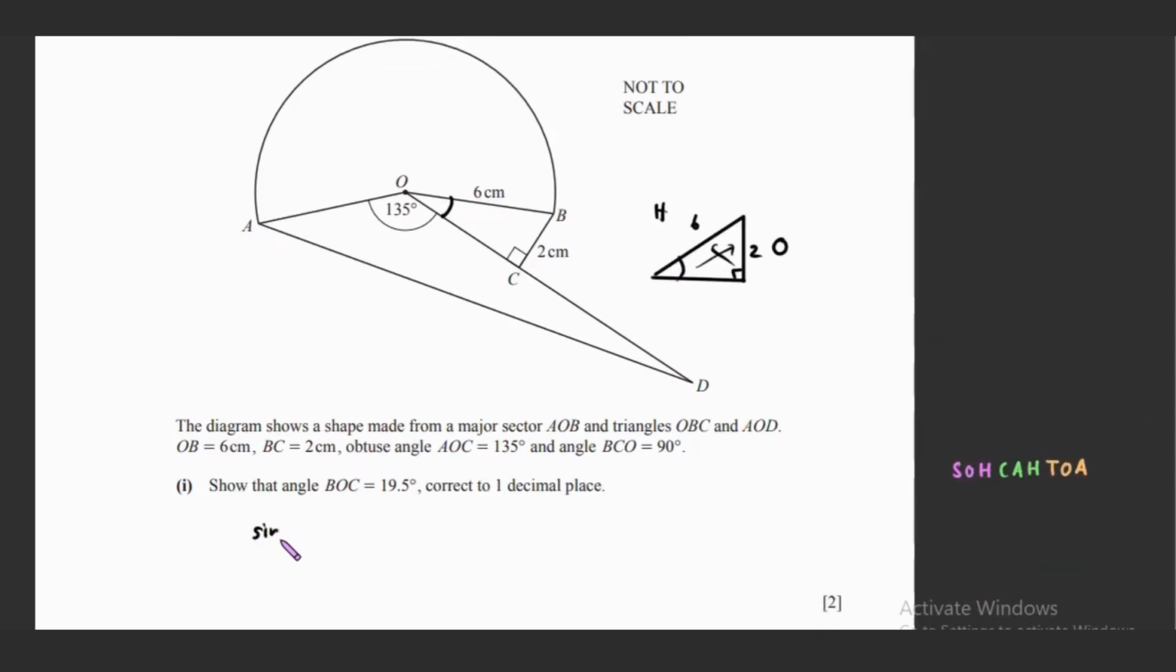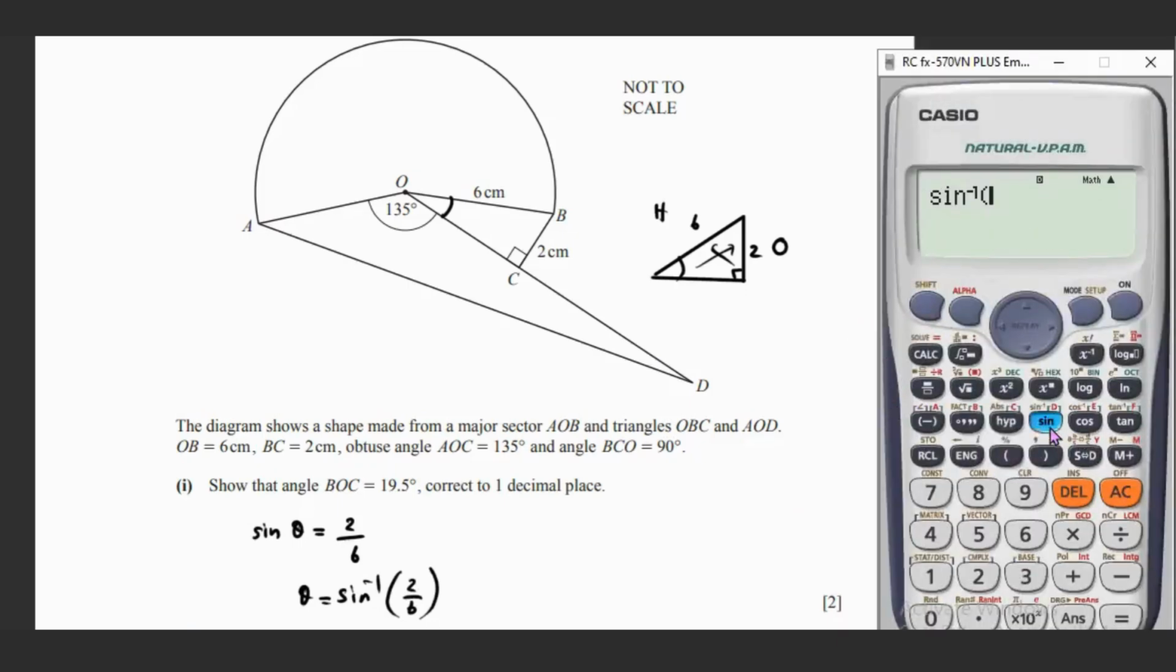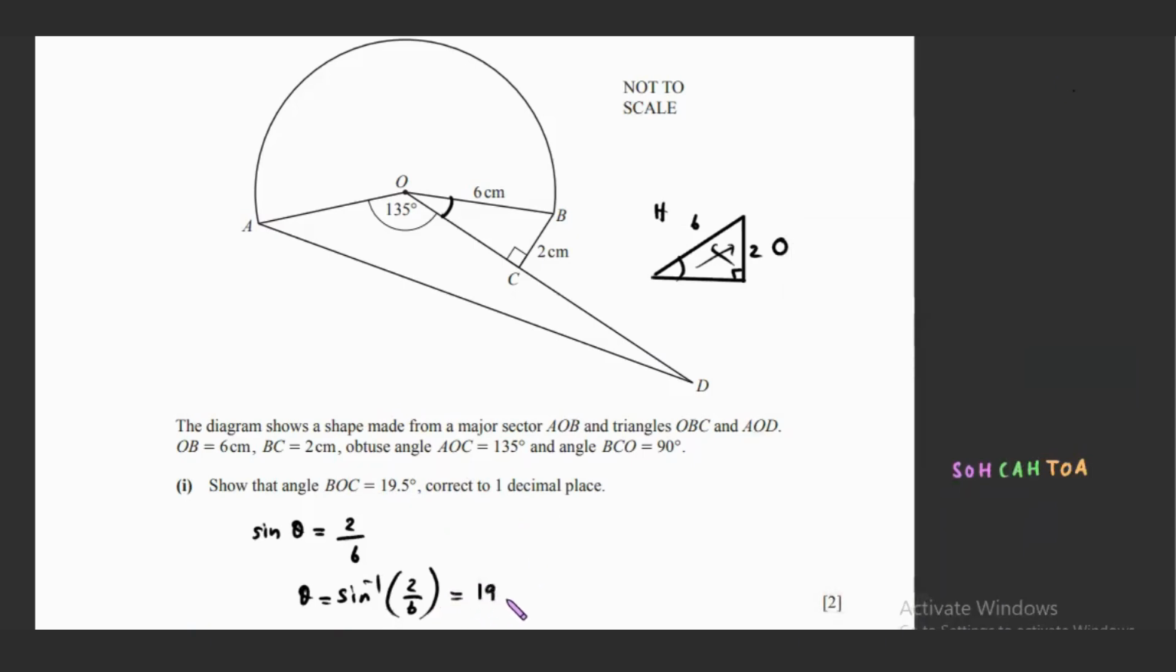So it's going to be sine theta is equal to the opposite side, that is 2, over the hypotenuse, which is 6. I need to find the angle, so I need to use inverse of sine for this fraction that I have, which is 2 over 6. I'm going to put this in the calculator to find the value of the angle. So inverse sine of 2 over 6 will be equal to 19.47. So correct to one decimal place, it will be 19.5. So we have shown that we get 19.5 degrees as the angle. So I'll mark this 19.5 degrees here.